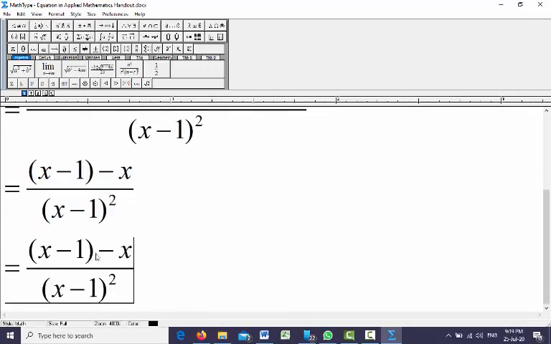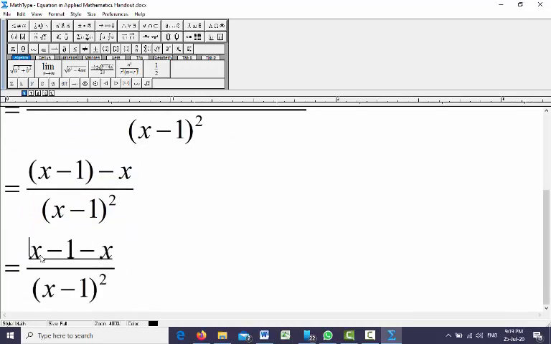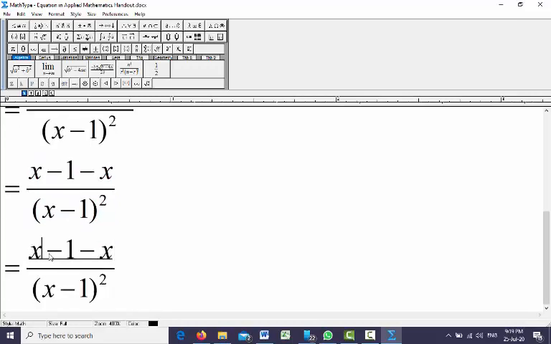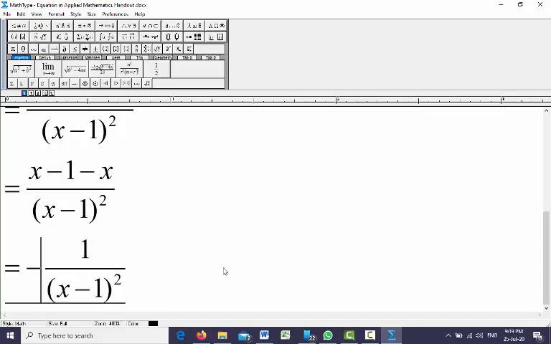So now as you can see, we will have something like that. x minus x, this one and this one cancel each other out. So we will have minus 1 divided by x minus 1 whole square. So this minus 1 we can write it like that. So this is the answer.